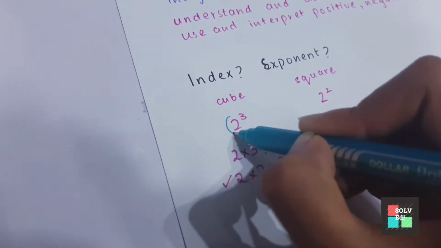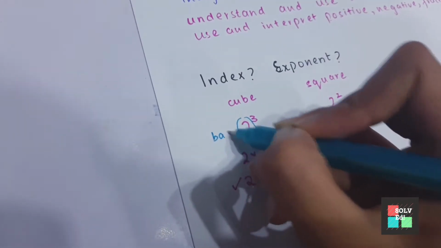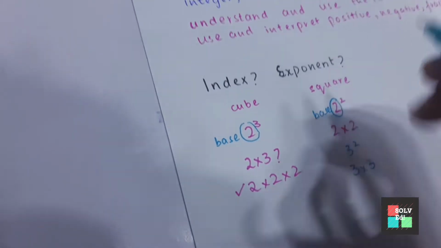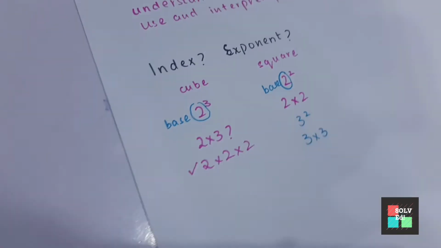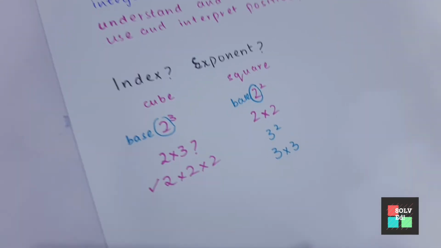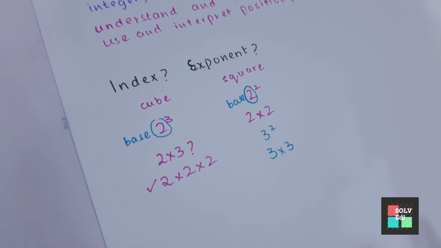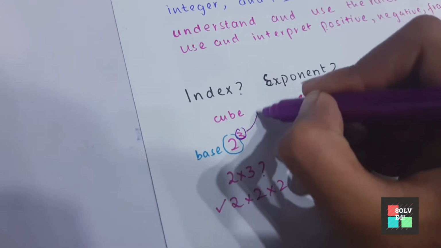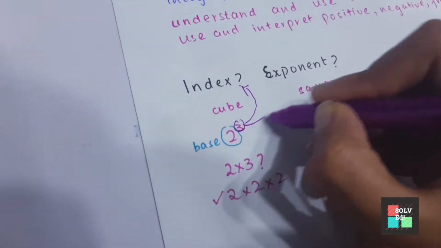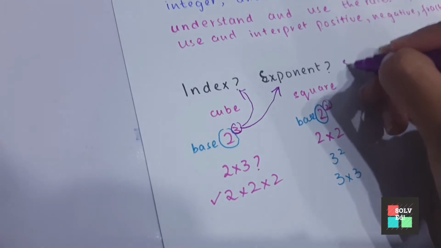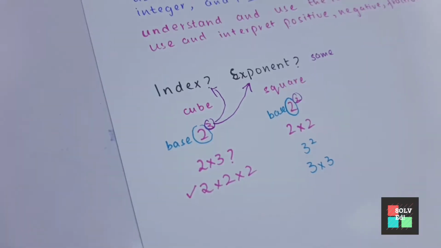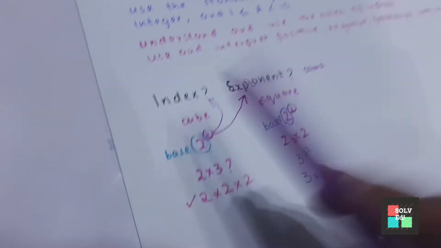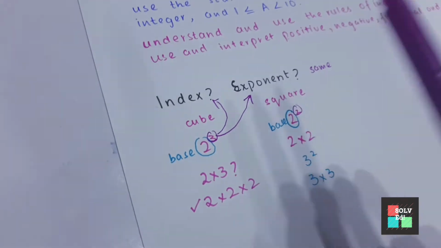This value right here is called the base. Right here as well, this is called a base. The big value, the normal font for our numbers, that is called the base. And the smaller value, right here and right here, is known as the index or the exponent. These are the same words for the same thing. They're alternates, you can interchange them. You can either stick to index or you can stick to exponent.